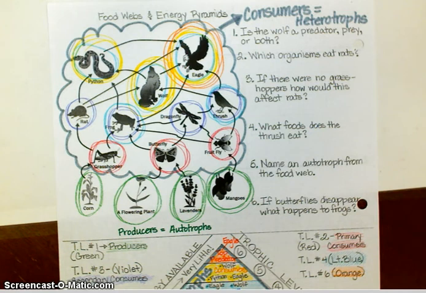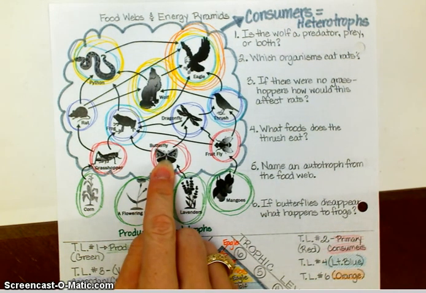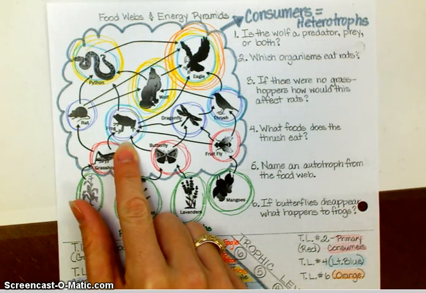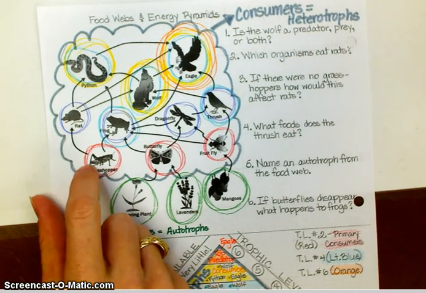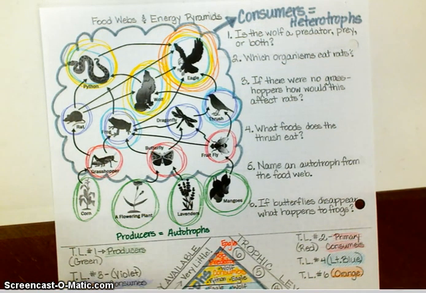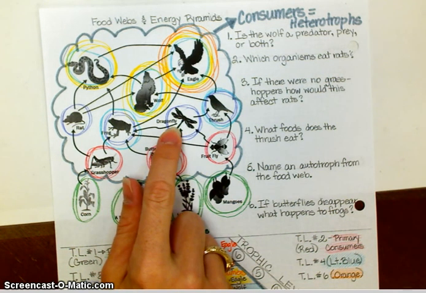Number 6, if butterflies disappear, what happens to frogs? All right, here are your butterflies. If butterflies disappear, it's going to have a detrimental effect on the frog, but it's not going to be as devastating as it was for the rats when we lost the grasshoppers. Why? Because according to the food web, the frog has more than one food source. It eats grasshoppers, butterflies, fruit flies, and dragonflies.